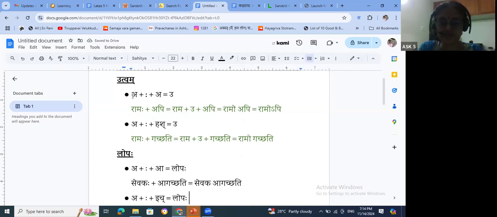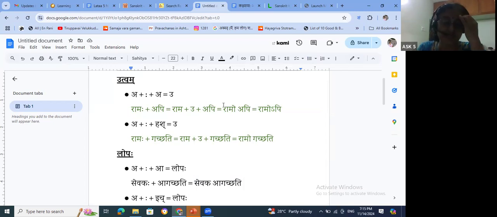How do we easily remember this? When hrasva a is followed by only a, it becomes u. When hrasva a is followed by any swara other than hrasva a, it becomes lopaha. It goes missing. Okay. Now can I do more in Sanskrit here? Sevaka gachati.